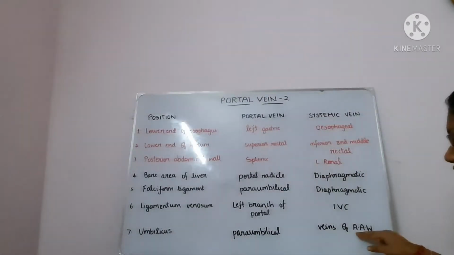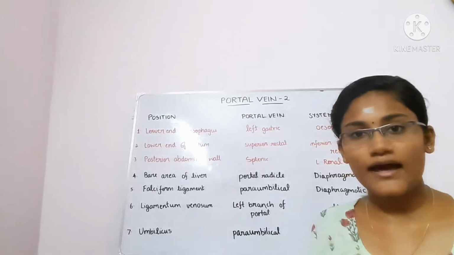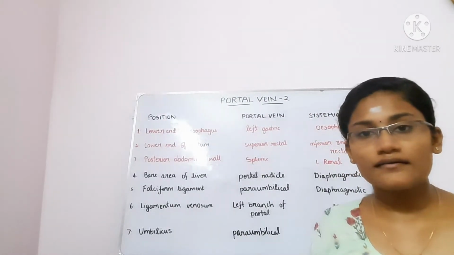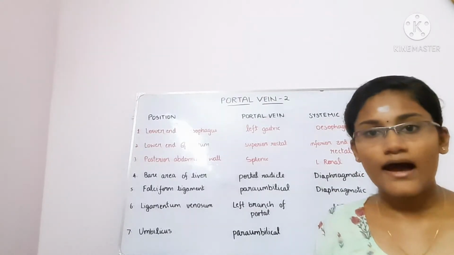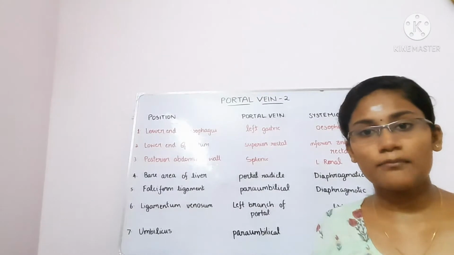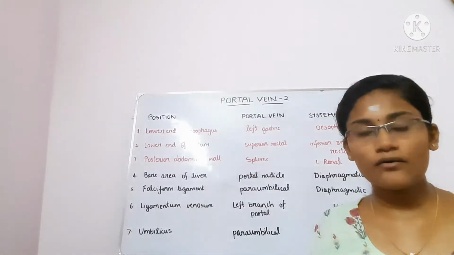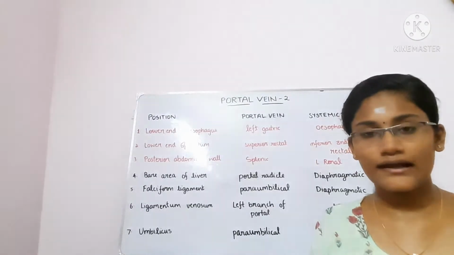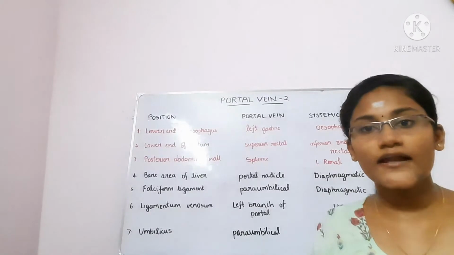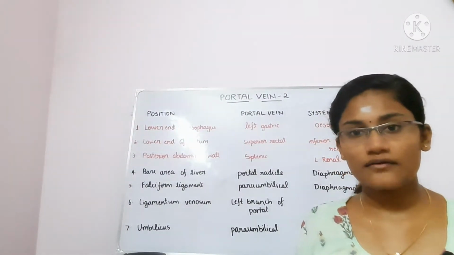The veins of the anterior abdominal wall are, from above, the superior epigastric vein and lateral thoracic vein. From below, the superficial epigastric vein and inferior epigastric vein, and from the sides, the lumbar veins and the posterior intercostal veins. Okay, so from above, it is the superior epigastric and lateral thoracic. From below, it is the superficial epigastric and inferior epigastric. From the sides, it is the posterior intercostal and the lumbar veins.